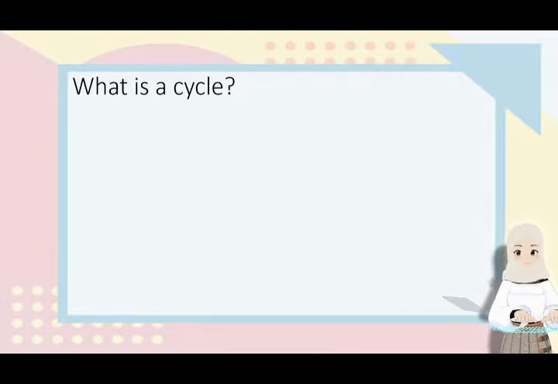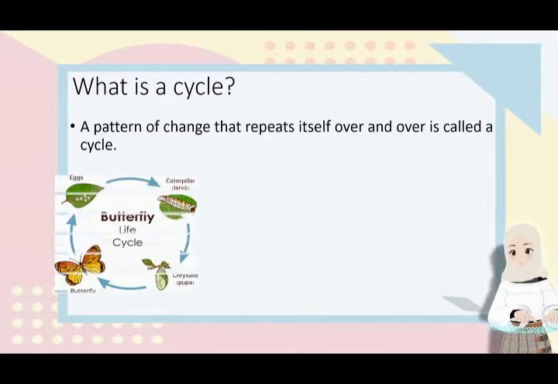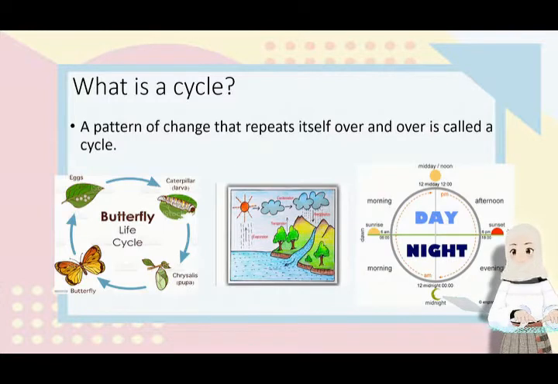Okay, so first, what is a cycle? A cycle is a pattern of change that repeats itself over and over. So, we've learned a life cycle, we've learned water cycle. So, now we're going to learn about day and night cycle. So, if you remember, this one was life cycle. This one was water cycle. And now we're going to learn about day and night cycle.